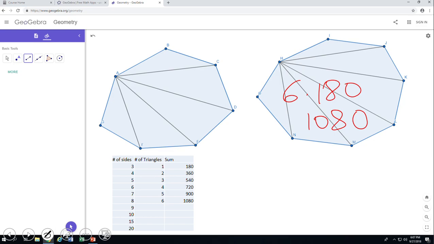And here in this table, I have a summary of all the shapes we discussed with GeoGebra. And now, think about how many triangles we have for a polygon of 9 sides, that is a nonagon, or a polygon of 10 sides, a decagon. We do not have a name for a polygon of 15 sides or 20 sides. We're going to call them a polygon of 15 sides and a polygon of 20 sides.